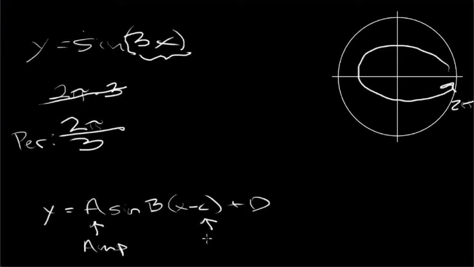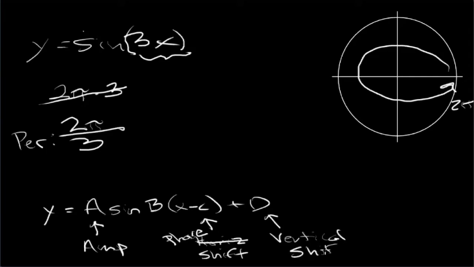This one right here is the horizontal shift, the C. And just so you know, horizontal shift has a name. We don't usually call it horizontal shift, we usually call it phase shift. The reason it's called phase shift is because in science, when you shift an audio wave or a light wave, you're changing its phase. That's where that comes from. And then this is the vertical shift. So how far up and down does it go?